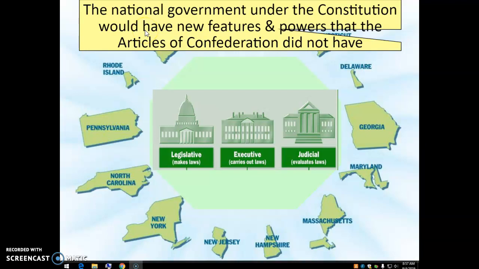And the Constitution is going to have more power. It's going to have new features, things that the Articles of Confederation could not do. And we'll get more in depth with that in our next lesson. But just understand the Constitution has more power than the AOC did for the federal government.